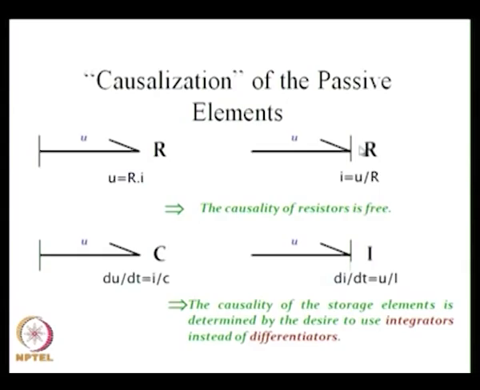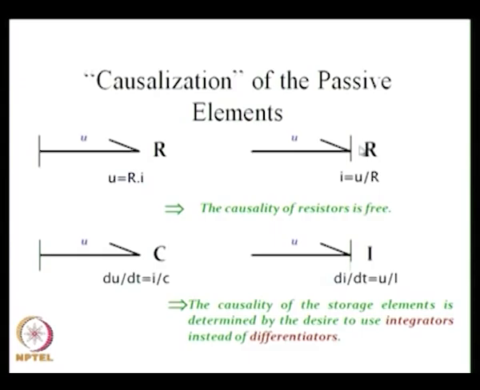Then coming to the C element, here you cannot have various causalities because you can have only one kind of relationship. This is a differential relationship, du by dt is equal to I over C. Normally we can write it as I equal to 1 over C integral of u dt. So in this causality you will be getting an integral relationship for the I. We should not go for the differential relationship.